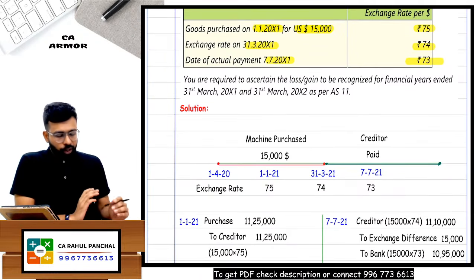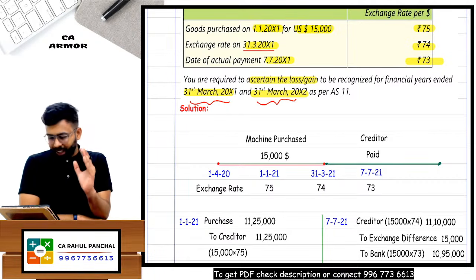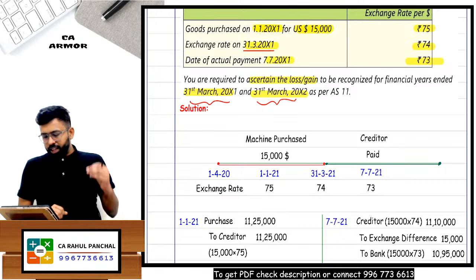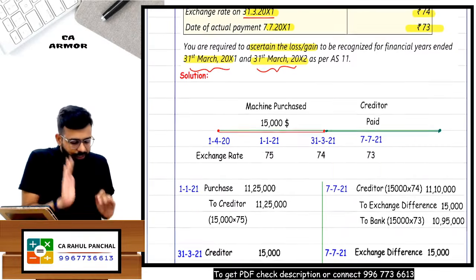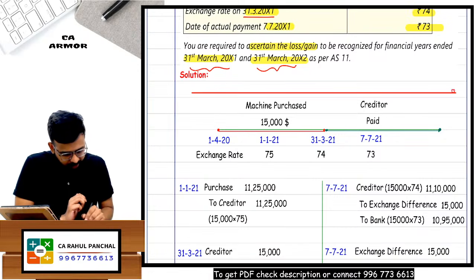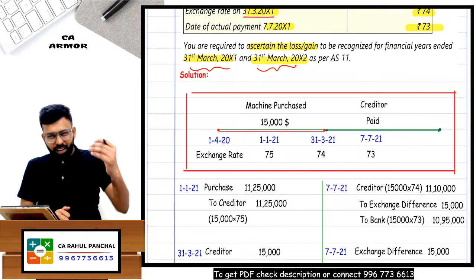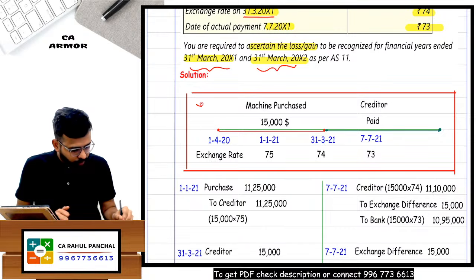Now, here we go. They are asking us to ascertain the gain and loss, and how will you record this over 2 years? That is, 1 year is this, which has ended, and then in the next year, how are you going to record the transactions? Okay, we are going to do that one by one. First of all, the same thing has been summarized here, but I don't think this summary is needed. The same thing is in a timeline format, but I won't be referring to that. I will be referring to the question. This is extra, just for your understanding.